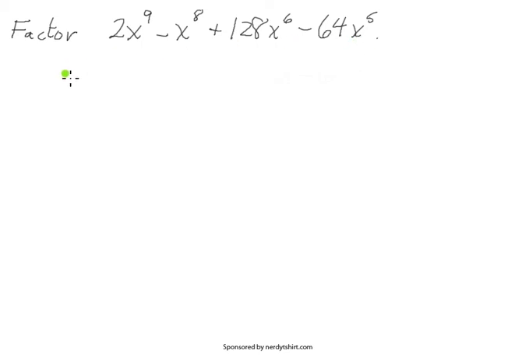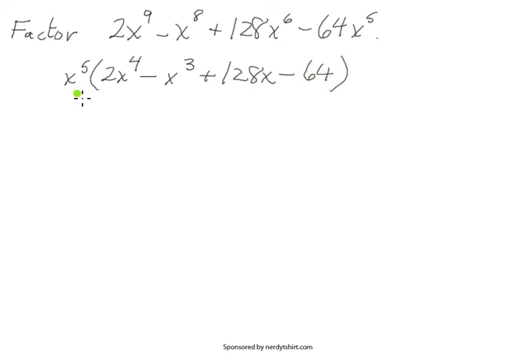So since that x to the fifth is common to all of those terms, we can pull it out as the greatest common factor and then just write out the remains that are left over when you reduce all these x powers by 5. So that leaves behind 2x to the fourth minus an x cubed plus a 128x, and then minus a 64. So there's one stage of this factorization complete.